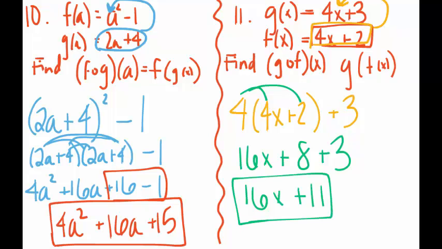Alright, this one should be easier. No foiling. It's not foiling this time, it's just distributing a 4. Instead of 4x plus 3, it's 4 times 4x plus 2 plus 3. So we should get 16x plus 11.